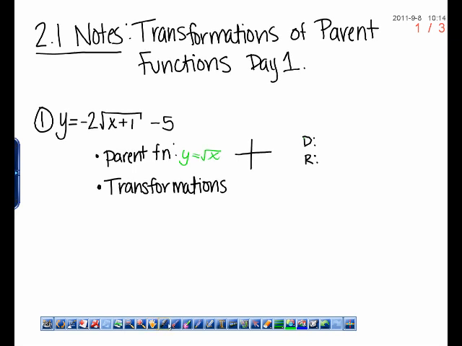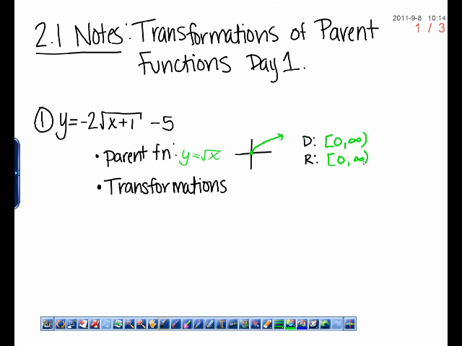So let's remember what that graph looks like. Where does it start? The origin, good. And it kind of curves over there. What's the domain? Good. What about our range? Same thing.